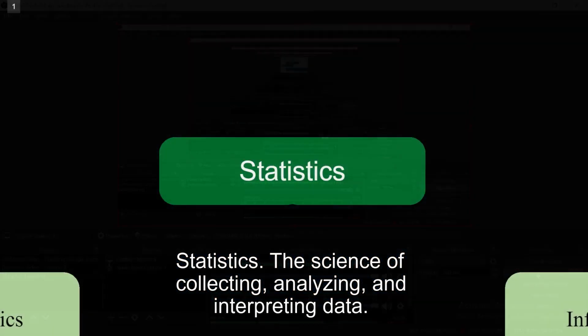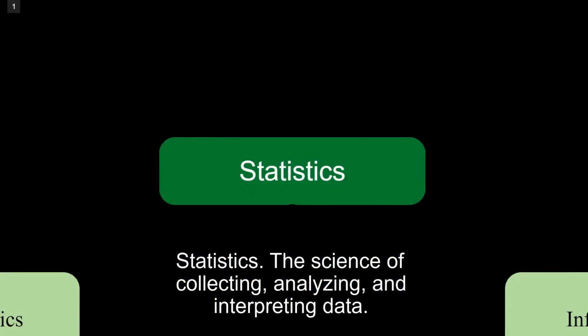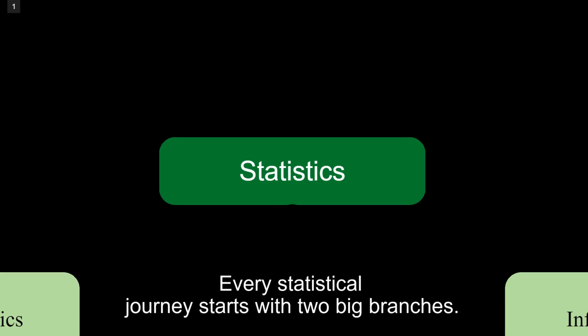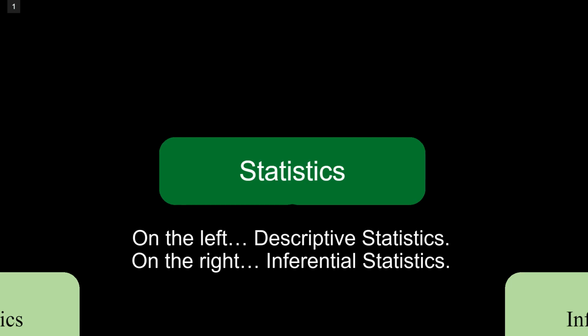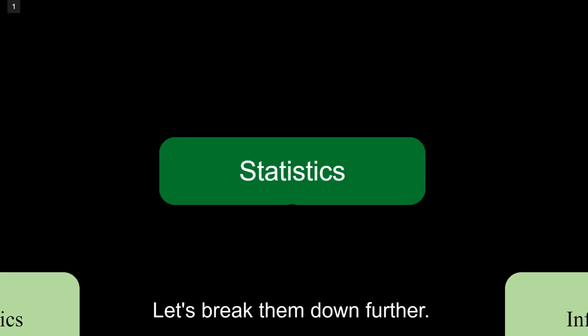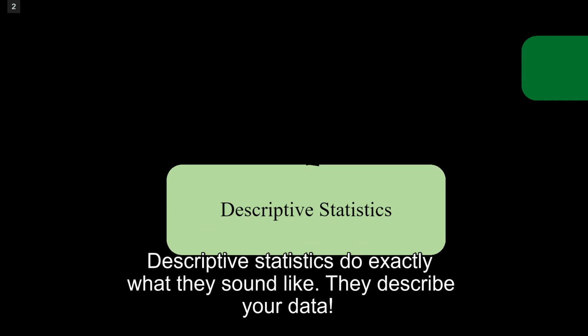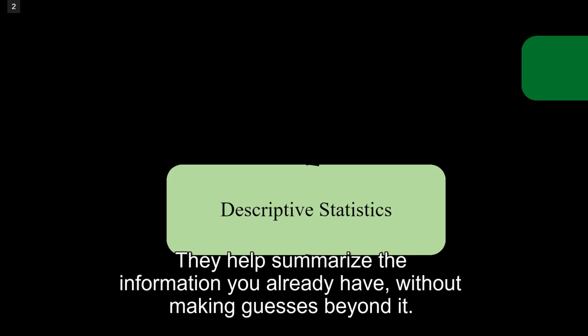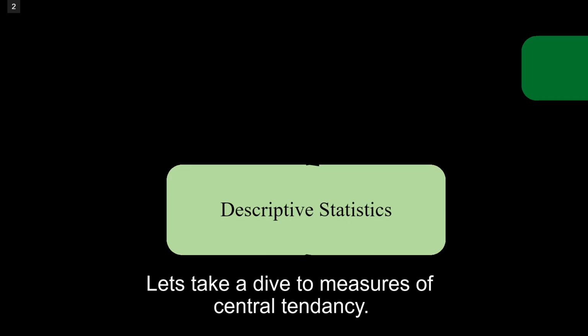Statistics, the science of collecting, analyzing, and interpreting data. Every statistical journey starts with two big branches. On the left, descriptive statistics, and on the right, inferential statistics. Let's break them down further. Descriptive statistics do exactly what they sound like. They describe your data. They help summarize the information you already have without making guesses beyond it. Let's take a dive to measures of central tendency.